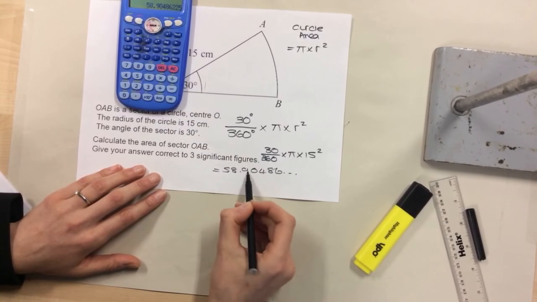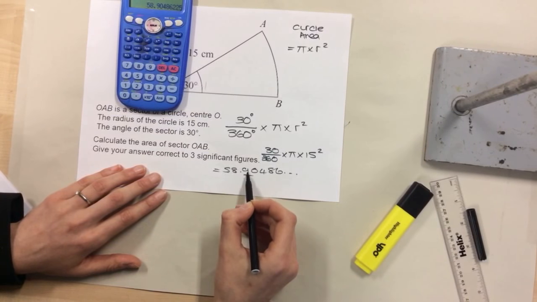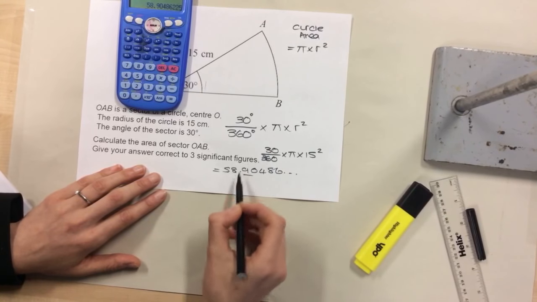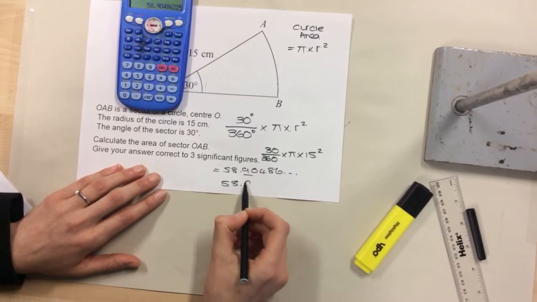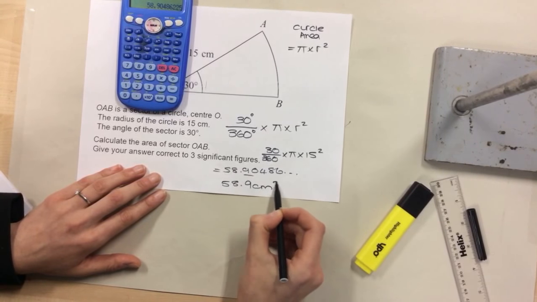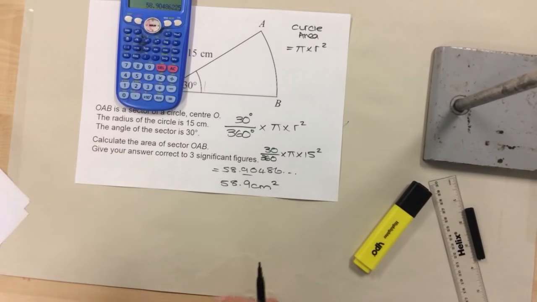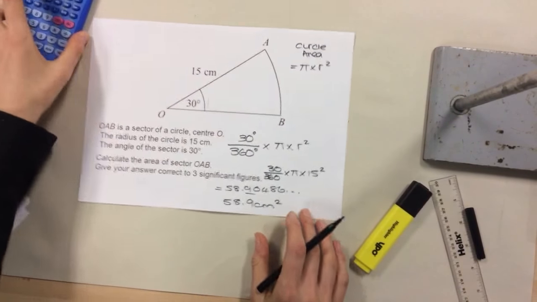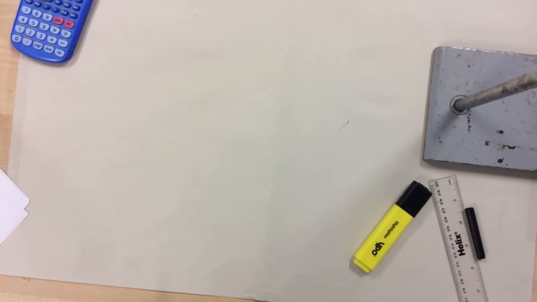So 1, 2, 3. So is that 9 going to stay the same, or is it going to change? Well, because it's followed by a 0, it stays the same. Remember that it's area, so it's going to be centimetres squared. So that is for the area of a sector.